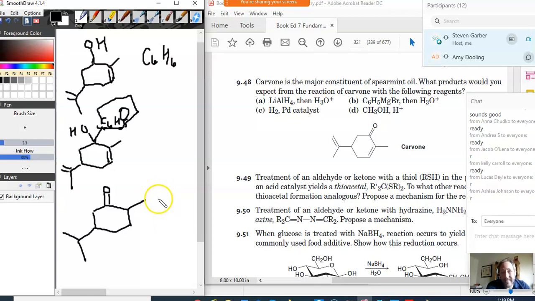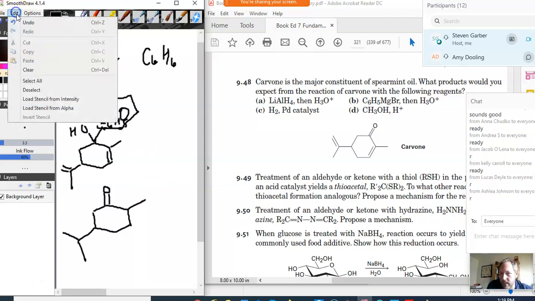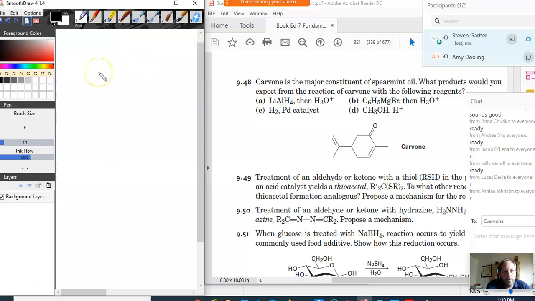Because, for example, for D, there are two possible products that could form. D's one of those where you need more information on exams and quizzes. I would give you more information. So I'd be interested to hear what you see in the answer key. But the two products I would give are either one. I think the one that they want you to do is the 1,4 addition. That's what I'm assuming that they are referring to.